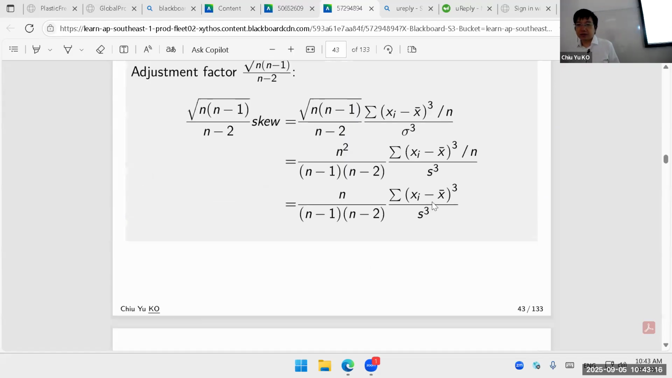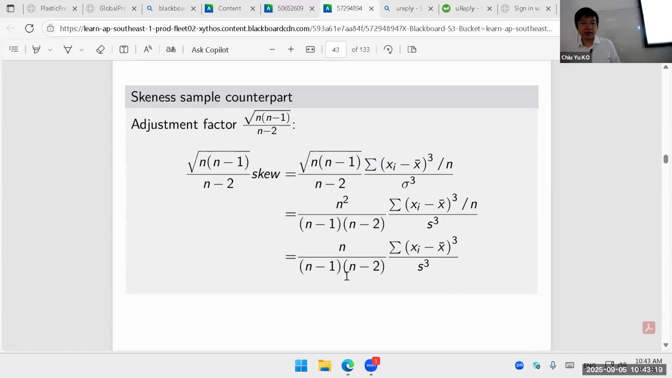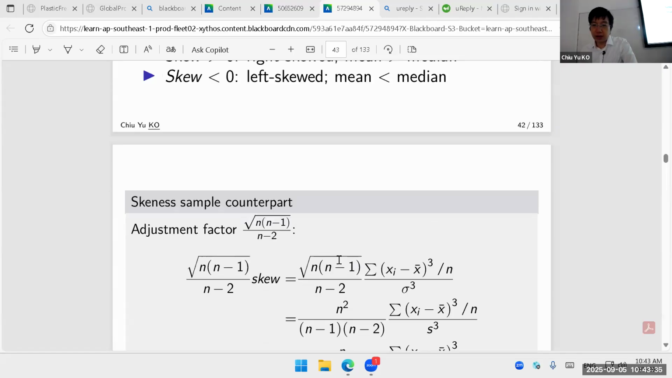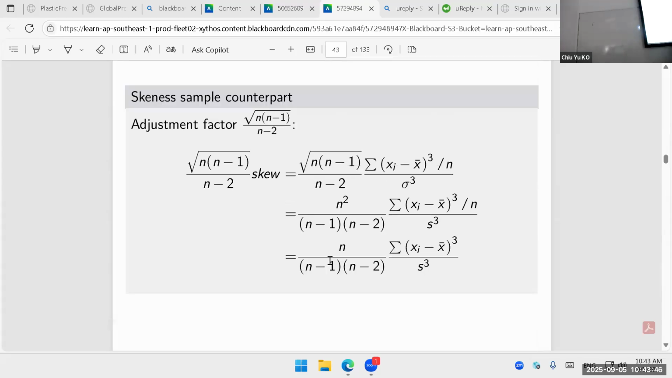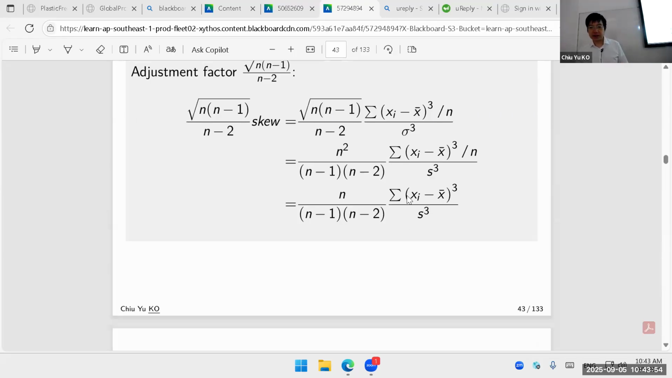But this formula looks very complicated. It's the same as before, but the adjustment factor is this crazy thing. But don't worry about that part. This is just the formula if you really want to calculate things. But you always use Python, R, or Excel to do the calculation, right? And again, you may ask why we do that. Same idea, this estimate is better. Later you will see the example of why I would say this is better.